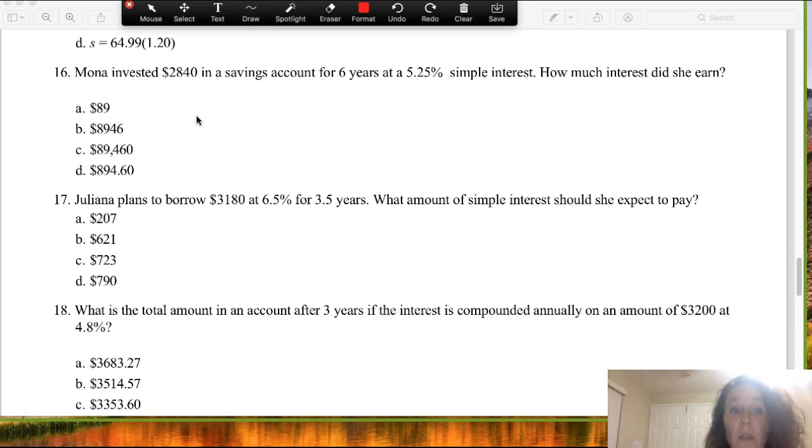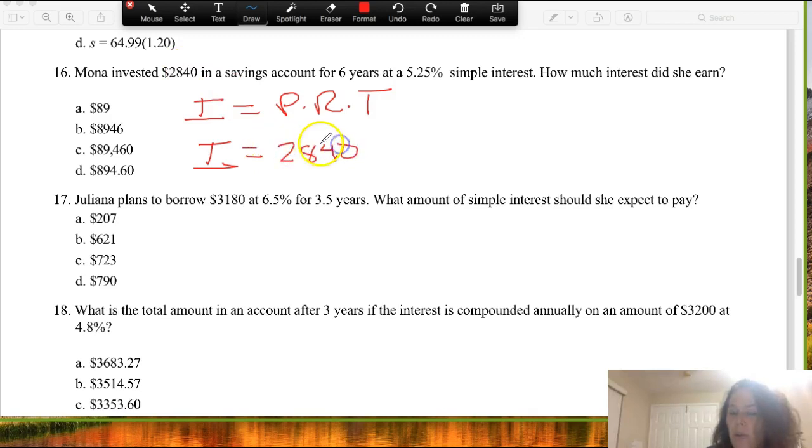Mona invested $2,840 in a savings account for 6 years at 5.25% simple interest. How much interest did she earn? If we use our simple interest formula, not compound, interest equals principal times rate times time. So the interest that she will earn, I wish I would earn, is the principal, which would be $2,840. Principal is the amount you invest.